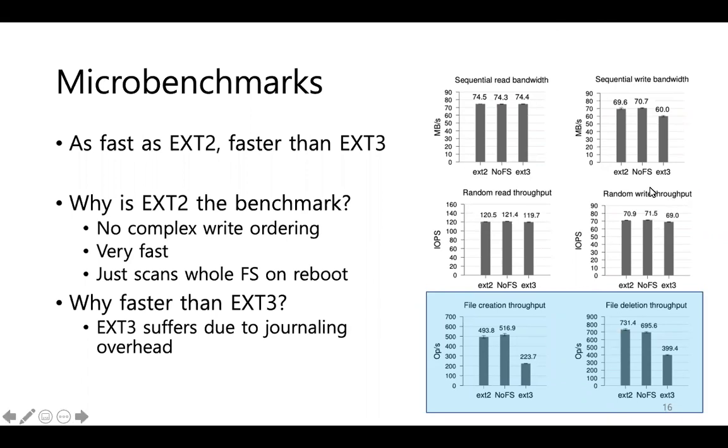If we look at the graphs, in general, NoFS is as fast as ext2 and in some cases faster than ext3. When we see ext3's performance drop a lot, for example, in these metadata micro benchmarks, it's because the journaling overhead introduced just makes the performance worse, and the ordering overhead as such. But comparing NoFS and ext2, we don't have these ordering penalties or journaling penalties, so it's very fast compared to ext3.